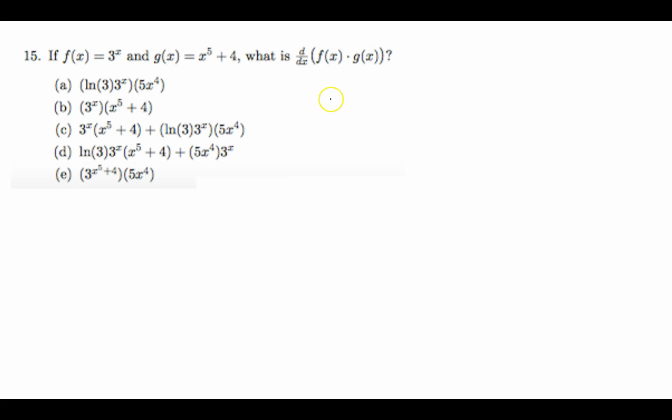Now, we have a function f which is 3 to the x. This is an exponential function. Their derivatives are a repetition of them. F prime of x is just going to be 3 to the x. But there's an extra part we need, which is to multiply by the natural log of whatever the base is. In this case, the base is a 3. And so if your function is 3 to the x, your derivative is 3 to the x times the natural log of 3.